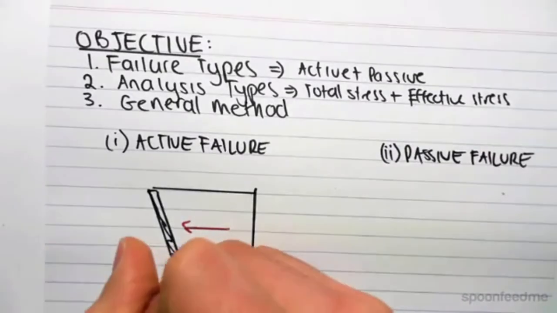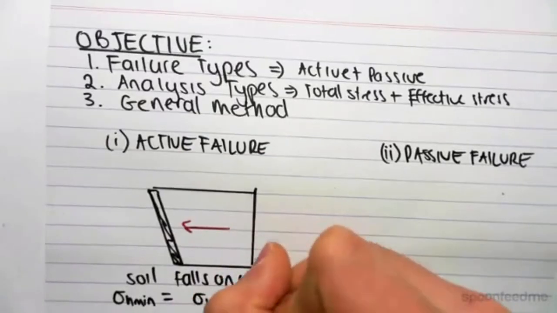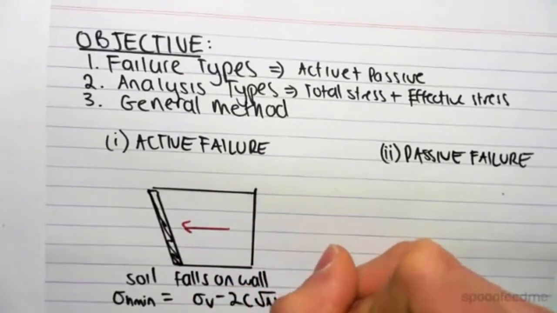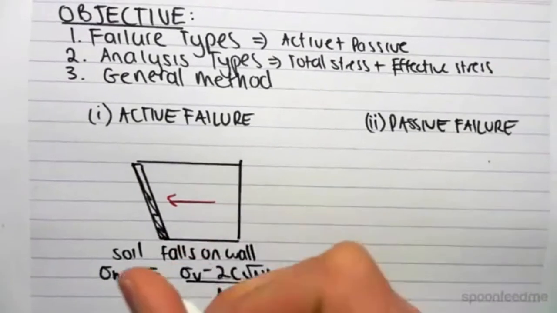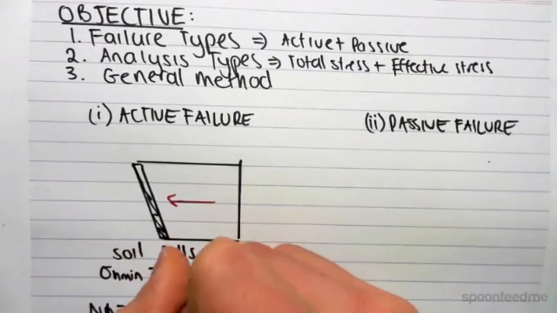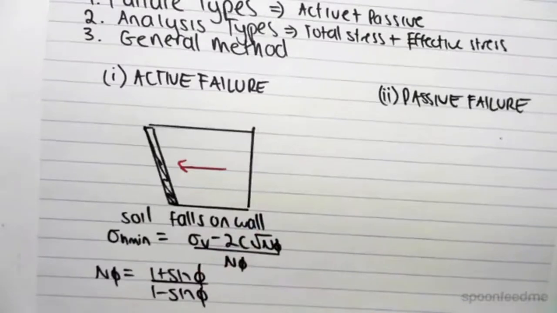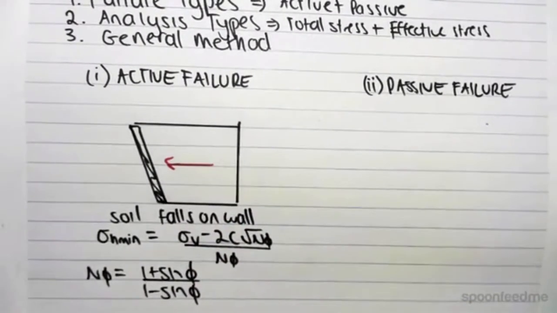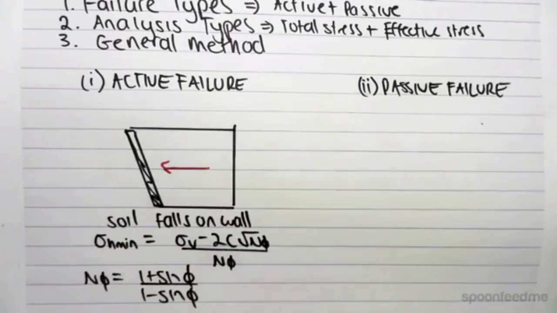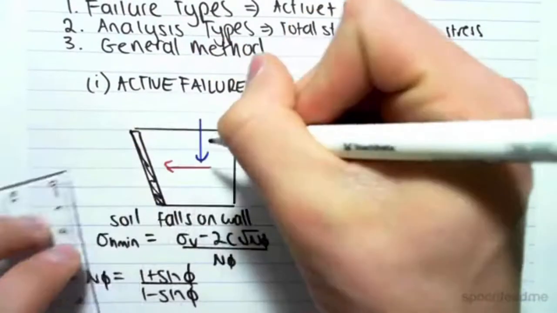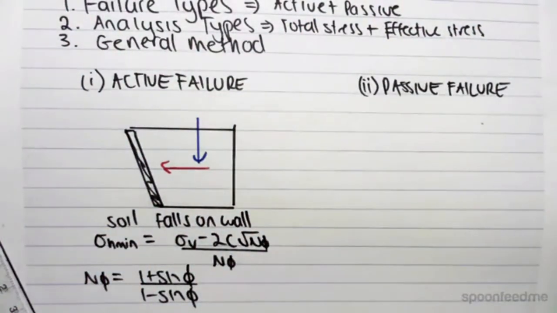wall by this formula. Sigma H min equals sigma V minus 2c square root of N subscript phi, on top of N subscript phi. And we know N subscript phi is equal to 1 plus sine phi on 1 minus sine phi. So we know that from the previous series of videos. So that's an active failure. As you can see, sigma V is a vertical stress, so it is converting a vertical stress into a horizontal stress. That's what this formula is doing. That is for an active failure when the soil falls on the wall.